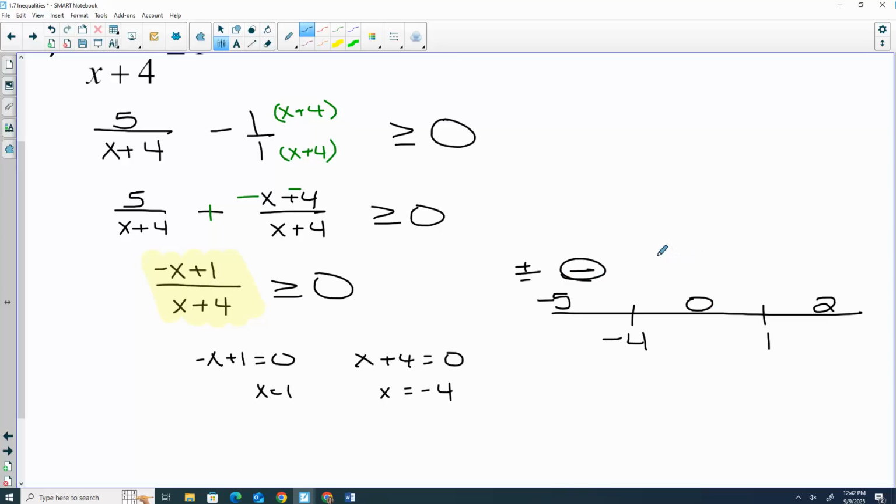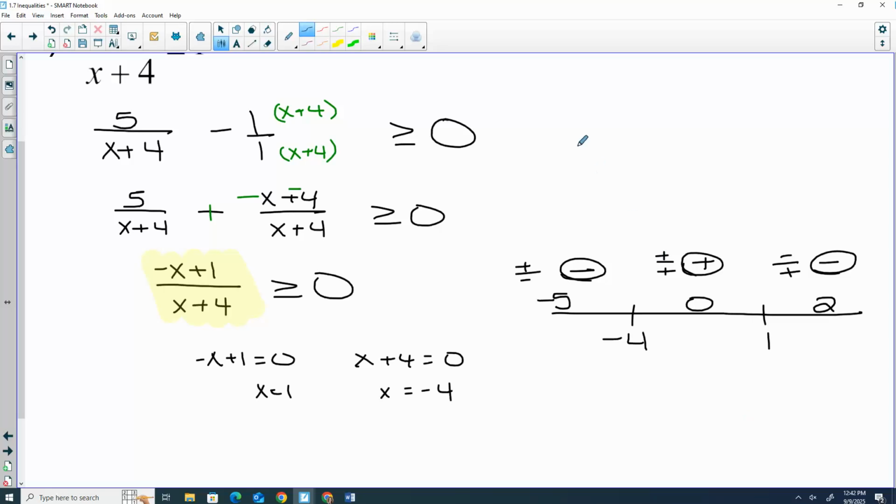Okay, if I put in a 0, 0 plus 1 is positive. 0 plus 4 is positive. 2 positives make a positive. If I put in a 2, negative 2 plus 1 is negative. 2 plus 4 is positive, and we get a negative. These do not have to alternate signs. Most of the time they do, but it is possible to get 2 negatives in a row or 2 positives in a row. So make sure you're checking all of them. But if you get the same sign twice in a row, just double check that you didn't make a mistake. It can happen, most of the time it doesn't.